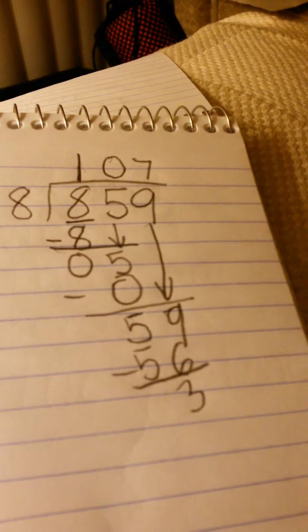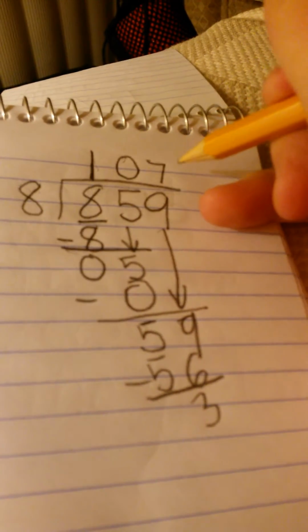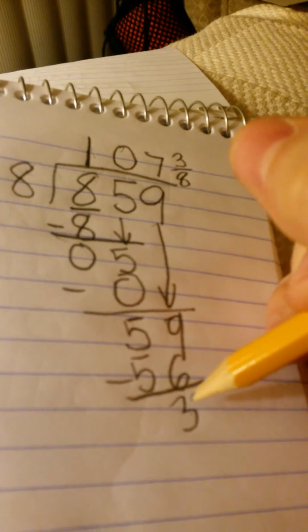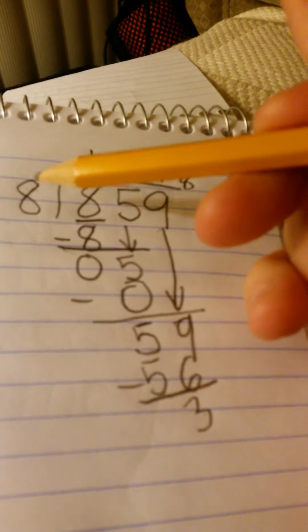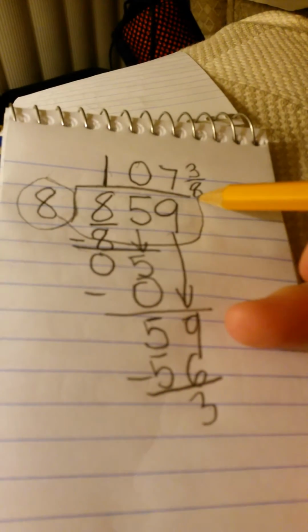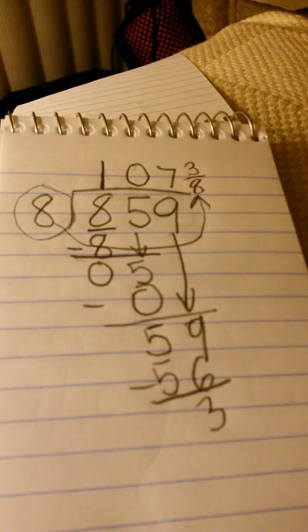So you have 107, remainder 3. But we know that in 4th grade we're going to write that as, oh, yes, of course. We're going to write that as a fraction. So that's going to be 107 and 3/8. My 3 comes from my remainder, and my 8 is the divisor becomes the denominator. Divisor, denominator. That should be easy enough to remember.